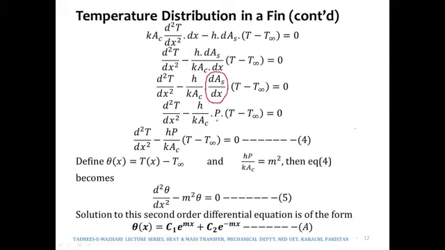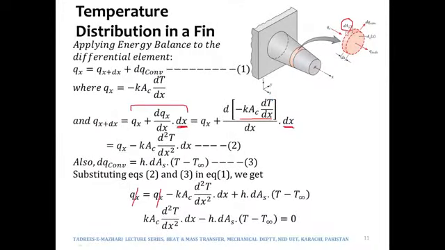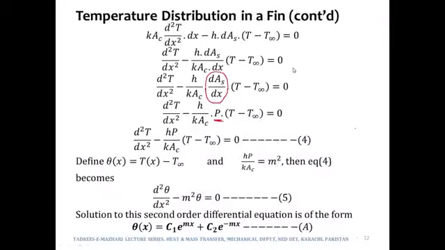that can be written as perimeter. See, dA_s can be written as P times dx. You should be able to realize that this area dA_s is equal to this whole perimeter times dx, the length. So therefore dA_s is equal to P times dx, and dA_s upon dx is equal to perimeter P. The rest of the things remain the same. So therefore the second derivative of temperature with x minus hP over kA_c times (T minus T infinity) becomes 0.